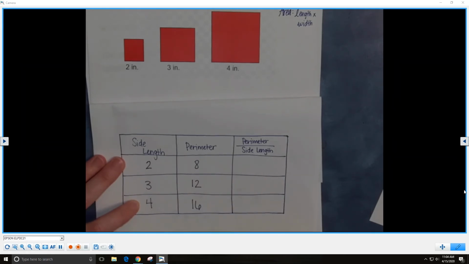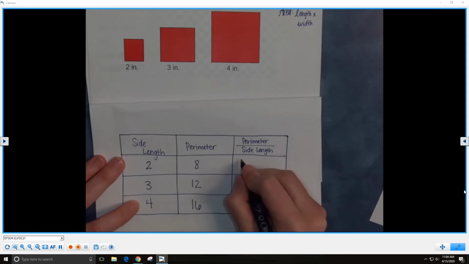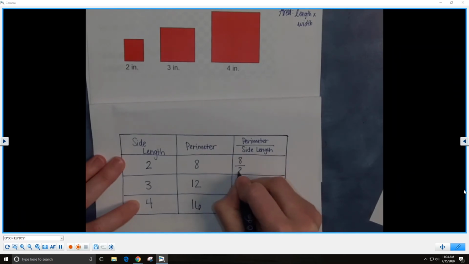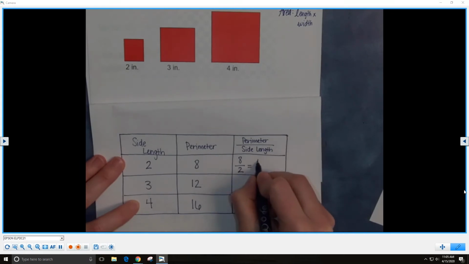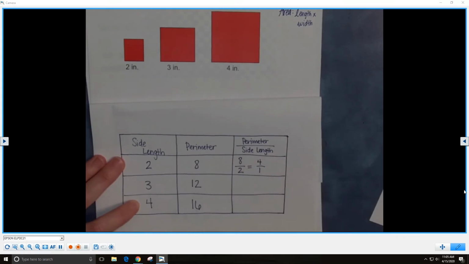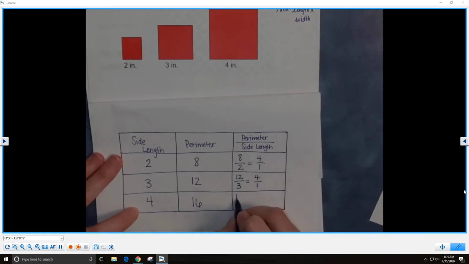Next, let's find the ratios of perimeter to side length. So a perimeter of 8 to a side length of 2 is 8 halves, or 4. A perimeter of 12 to a side length of 3 is 12 thirds, or 4. And a perimeter of 16 to a side length of 4 is equal to 16 fourths, or 4.